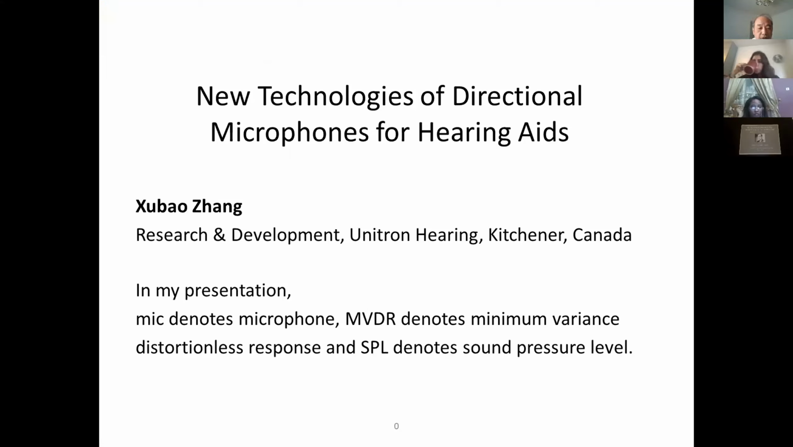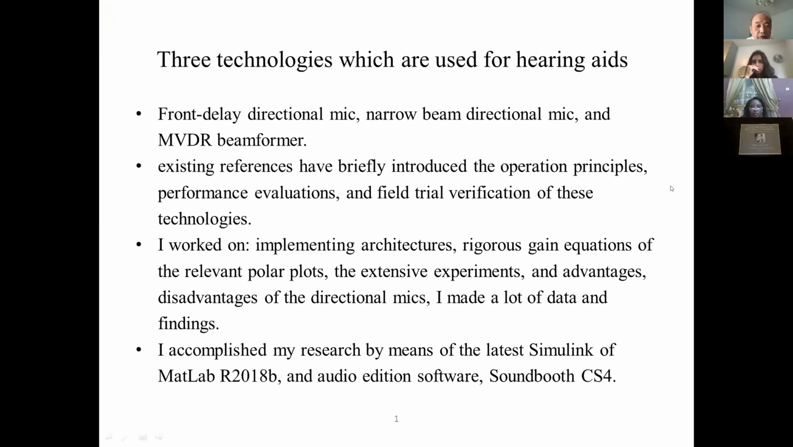In my presentation, MIC denotes microphone, MVDR denotes minimum variance distortionless response, and SPL denotes sound pressure level. I'm going to talk about three technologies which are used for hearing aids: front delay directional mic, narrow beam directional mic, and MVDR beamformer.